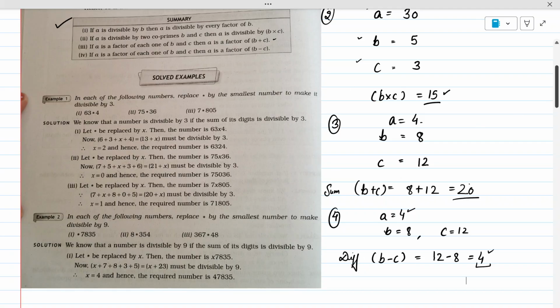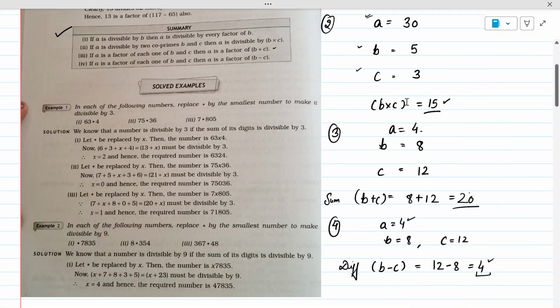So from here kids, I'm just taking two examples because many questions based upon these I have already covered in the exercise. Okay, so I'll start with the first one. It says in each of the following numbers, replace this star by the smallest number to make it divisible by 3. So for this, what we should know?